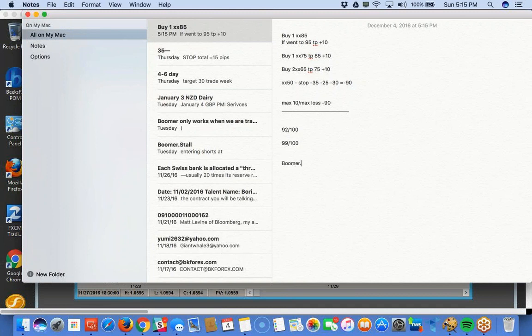Now, before I go on, I have to tell you that all of these strategies are only applicable, and I only trade these, on just the majors: on the euro dollar, on dollar yen, on pound dollar, on Aussie dollar.